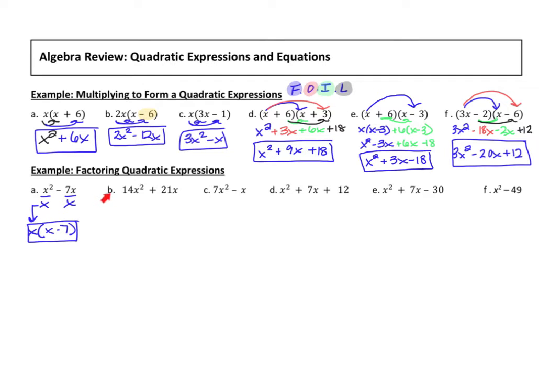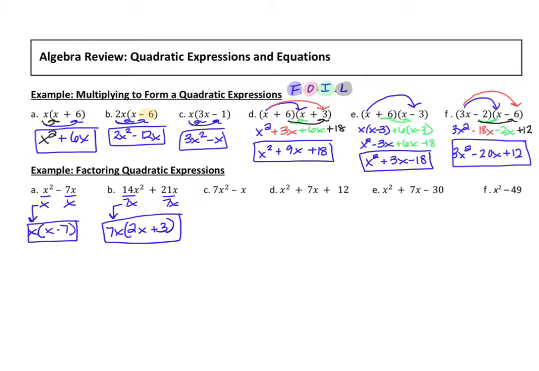Now let's take a look at letter B. Both of them have an x that I can factor out, but 14 and 21 also share a common factor of 7. So for this one, we're going to factor out a 7x from both terms. So we're just going to divide. So the 7x comes to the front because that's what we're taking out. 14 divided by 7, that's going to give me 2. And then if there's 2 x's and I'm factoring out 1, that's going to leave me with 1 on the inside. And then 21 divided by 7 is 3. And then these x's here will divide out to be a 1. So your final answer is 7x times 2x plus 3.